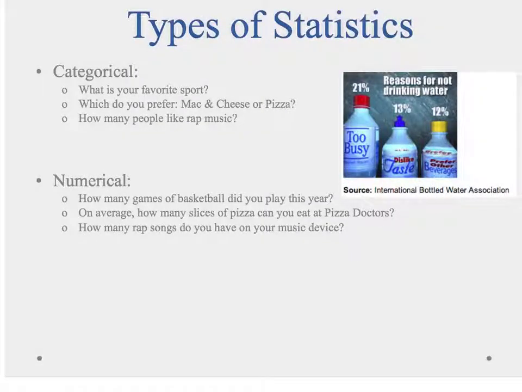So there's two types of statistics. One is categorical. These are the statistics you've probably dealt with most in your life, such as what is your favorite sport? And you might collect and graph all the different favorite types of sports. Which do you prefer, mac and cheese or pizza? You might count the number of people who prefer mac and cheese and count the number of people who like pizza. Or how many people like rap music? And you might get a number of people who like rap music and don't like rap music.